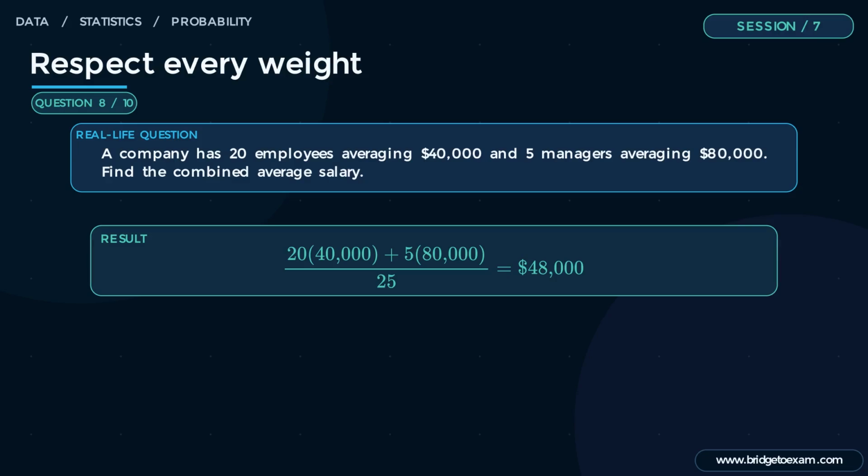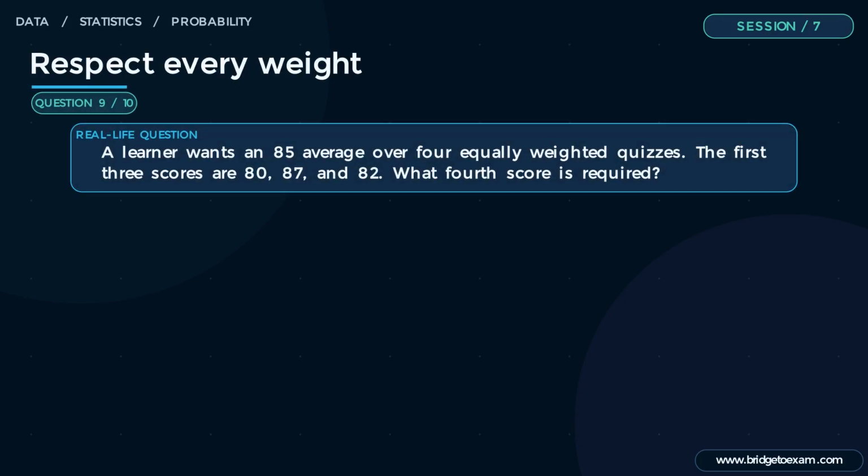Quick check. The result is much closer to $40,000 because the larger group is the employees. This matters in real life because workforce reports must weight department averages by department size. Example 9. A learner wants an 85 average over 4 equally weighted quizzes. The first 3 scores are 80, 87, and 82. What fourth score is required?